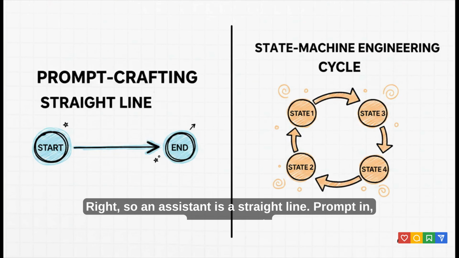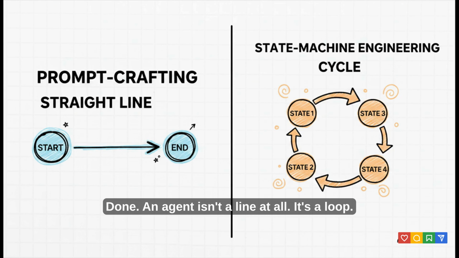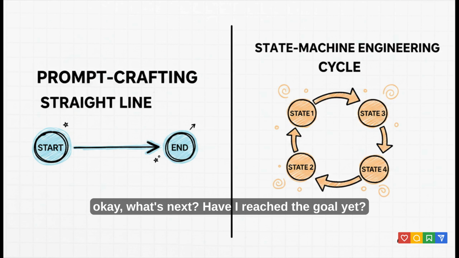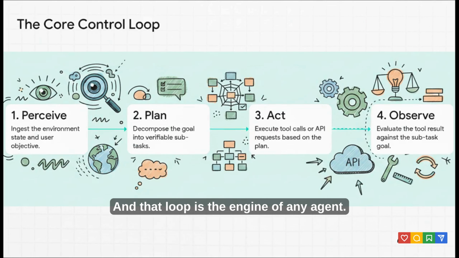Right, so an assistant is a straight line. Prompt in, response out. Done. An agent isn't a line at all. It's a loop. It's a continuous cycle. It's not a one-and-done transaction. It's more like a persistent process that's constantly asking itself, okay, what's next? Have I reached the goal yet? And that loop is the engine of any agent.